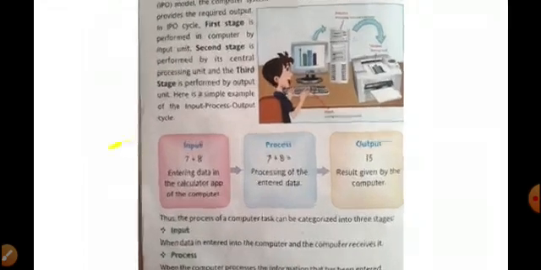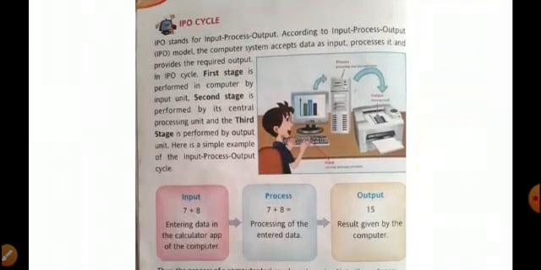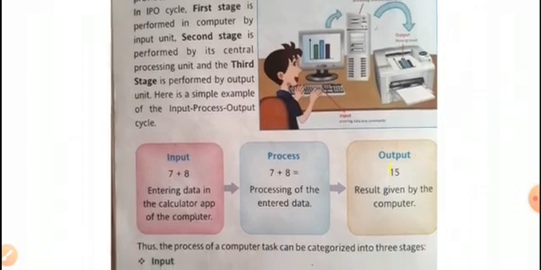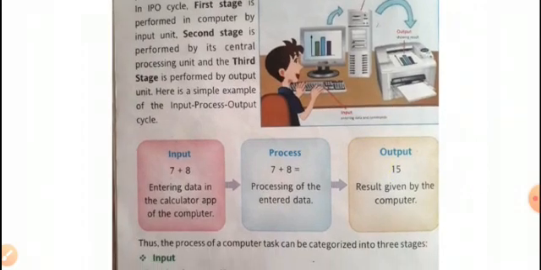Then, the next topic is the IPO cycle, which stands for input, process, output. As we can see, there are three stages in the computer. First of all, input. To do any task, first of all, we have to enter the data in the machine or computer. Then the machine processes the data within its memory, and after calculating or processing, it gives a result which is known as the output.